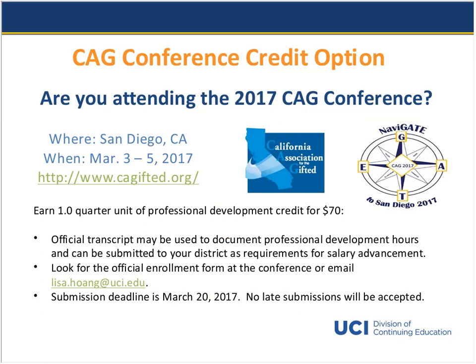The California Association for the Gifted, commonly referred to as CAG Conference, is hosting its conference this year in San Diego, California. UCIDCE is proud to be a credit provider for this event. In order to receive one unit of credit, individuals must attend the CAG Conference, submit an official enrollment form with payment, and write a reflection paper.